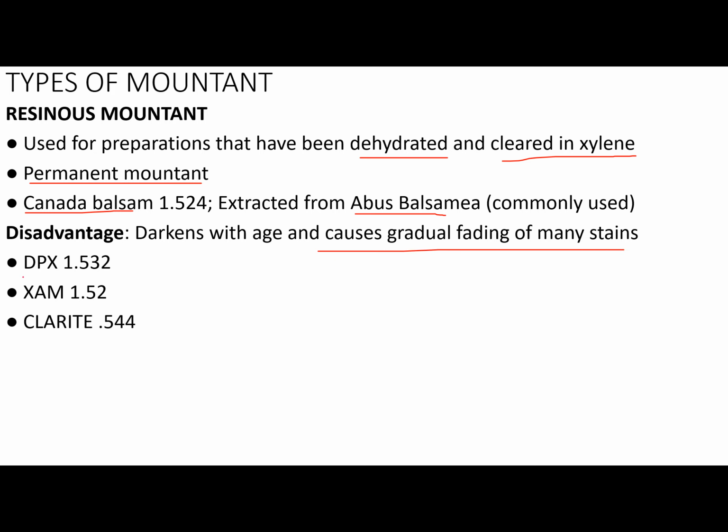Other examples of resinous mountant are your DPX with a refractive index of 1.532, XAM which has a refractive index of 1.52, and Clarite which has a refractive index of 1.544.